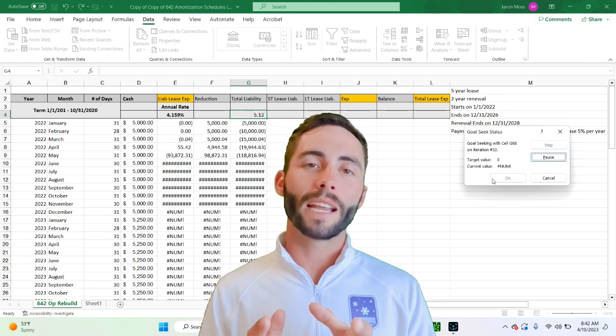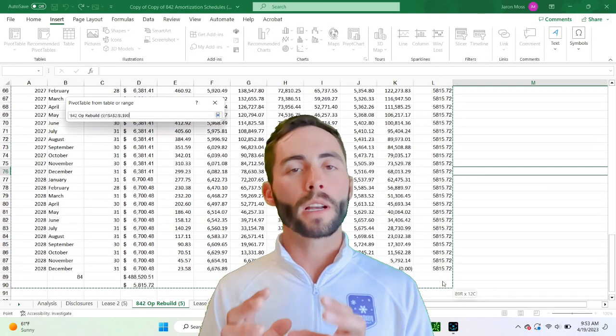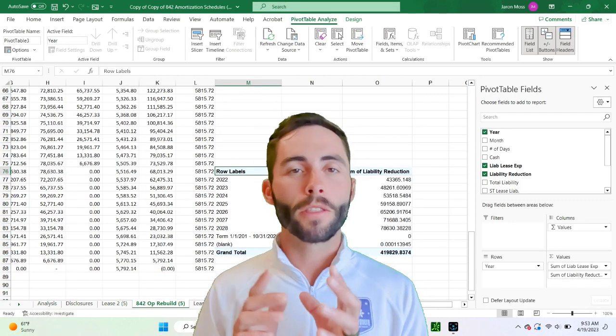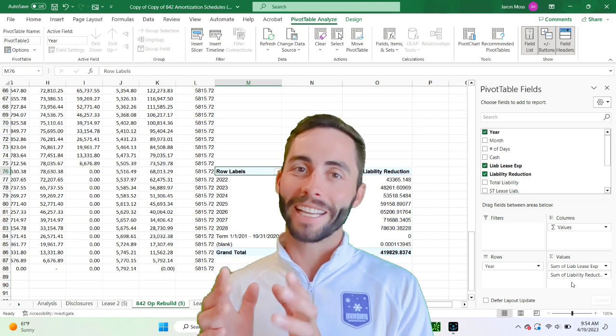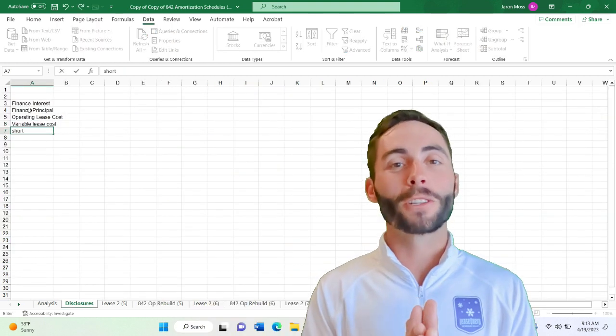Now, once I finished the amortization schedules, I then built pivot tables to help me summarize the information so I could tie it back to my disclosures later on. So I went through and built pivot tables in each of the 18 tabs. Now, once the pivot tables were complete, I could move on to the disclosures.